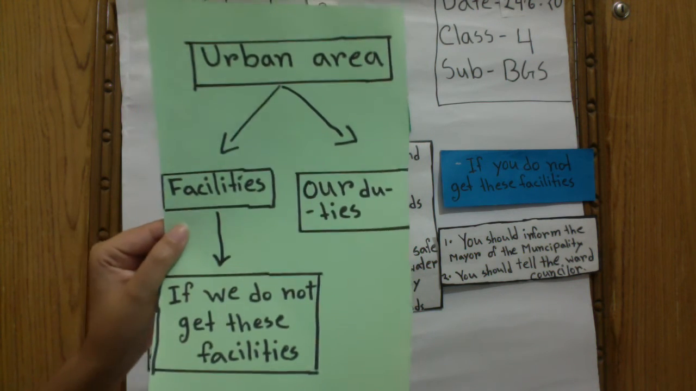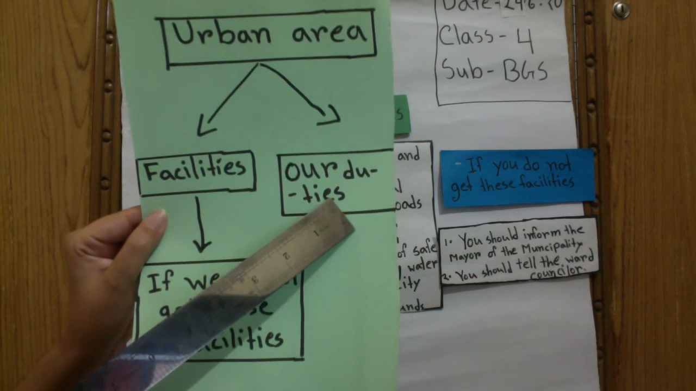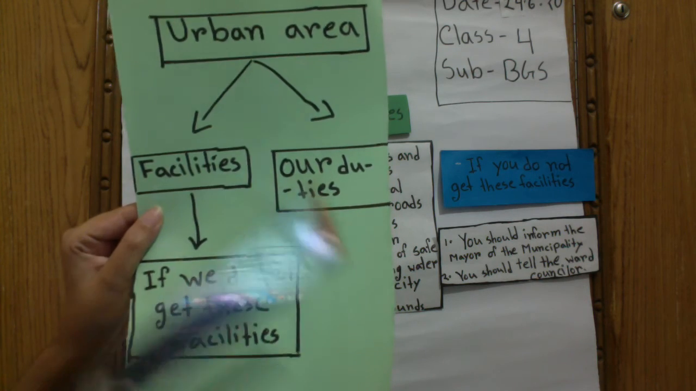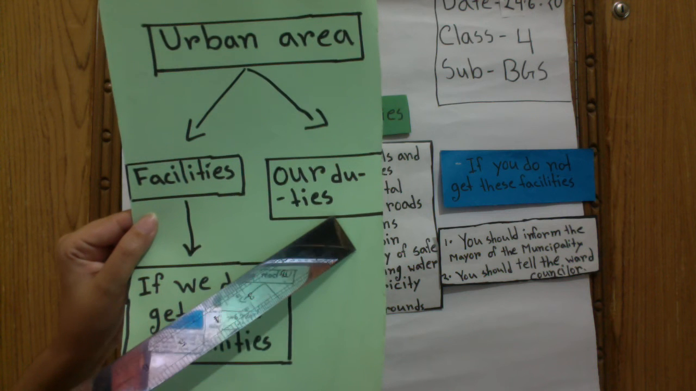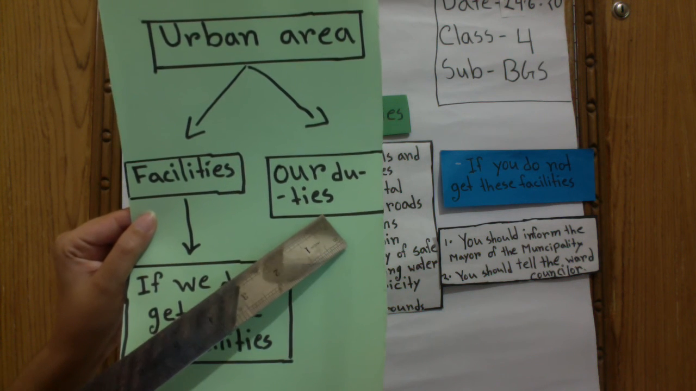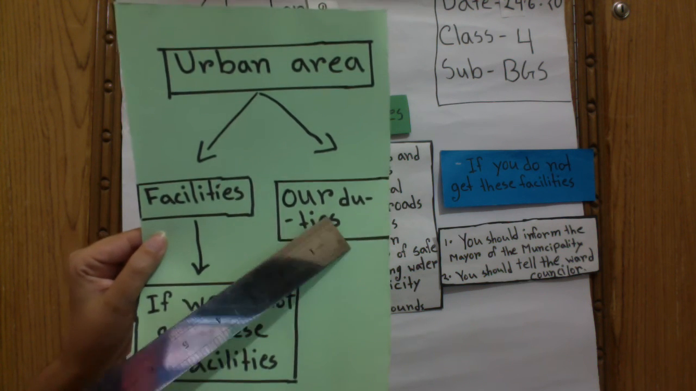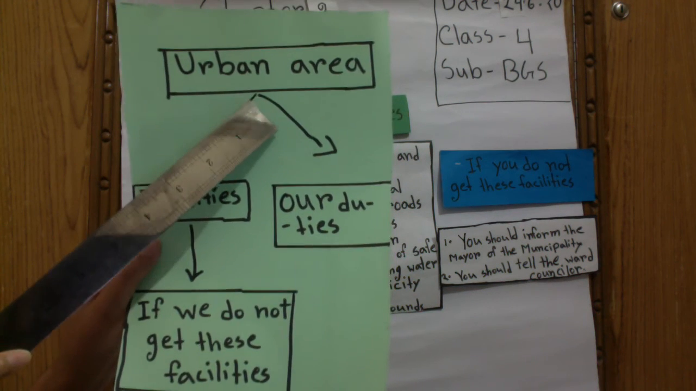Now our duties. What are our duties? As a citizen, we have some duties to improve the urban area. We can repair bridges. We can improve waste management. We can build playgrounds. We can clean roads and drains. These are our duties to improve the urban areas.